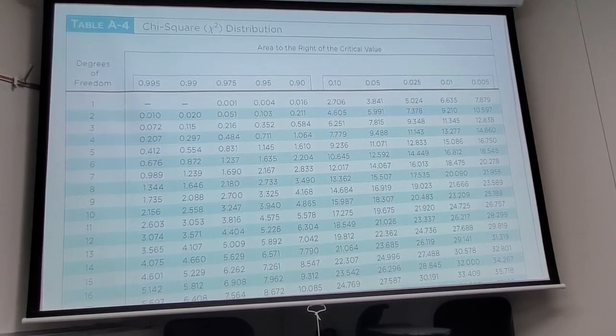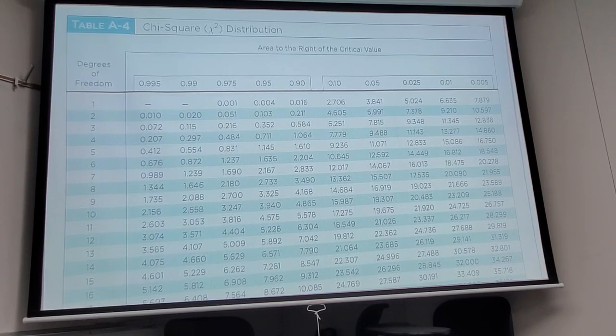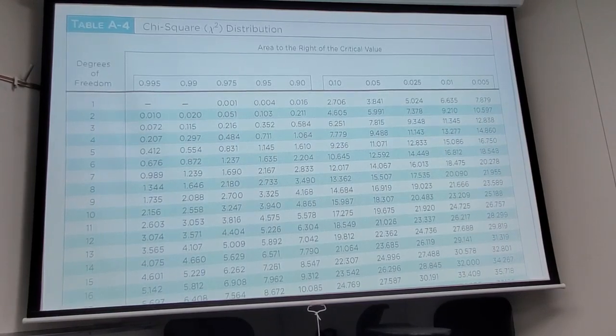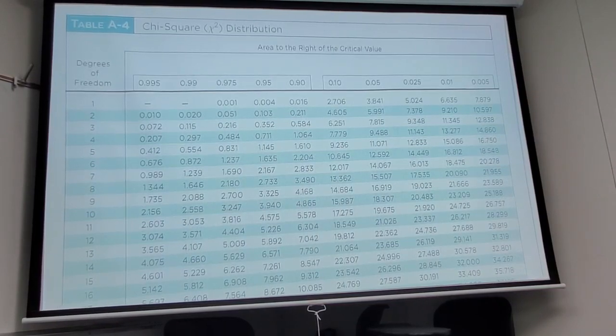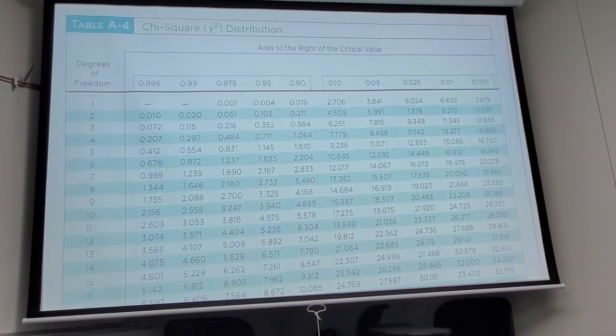So let's say I want to test to see if the colors of M&Ms are uniformly distributed in the bags of M&Ms, right? So let's say I take enough bags to get 42 M&Ms. Let's put observed here and expected here.